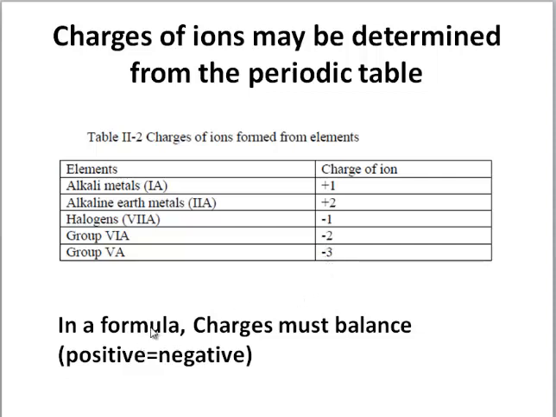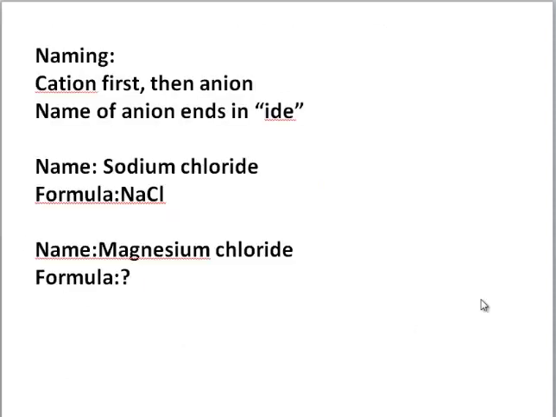In the formula for any ionic compound, charges must balance, which is to say there are the same number of positive and negative charges. When naming ionic compounds, place the cation first, and then the anion. If the anion is made from an element, as we've seen so far, it ends in -ide.